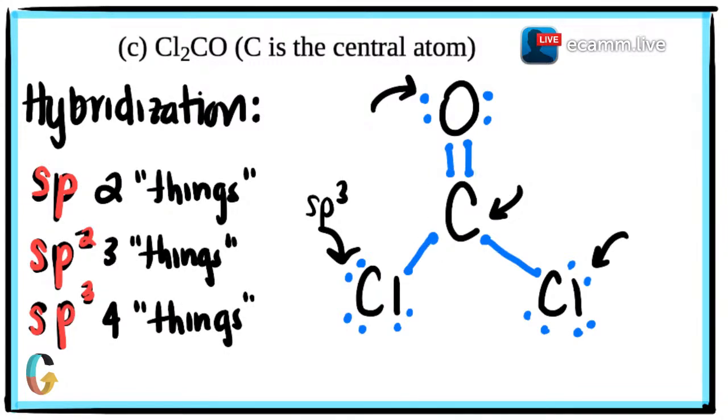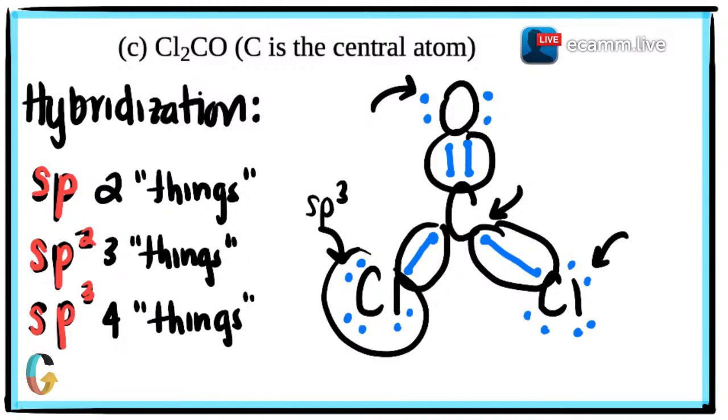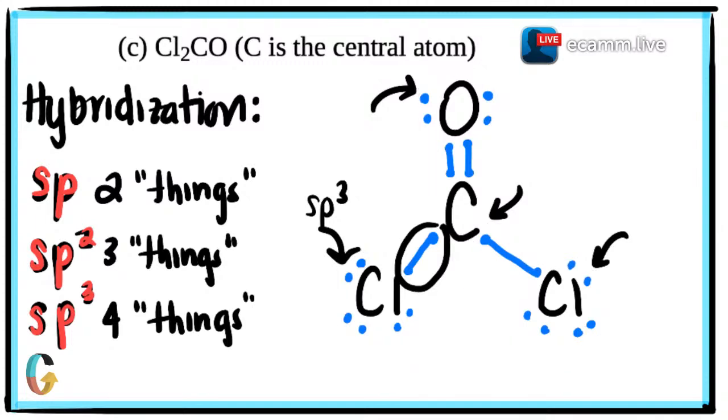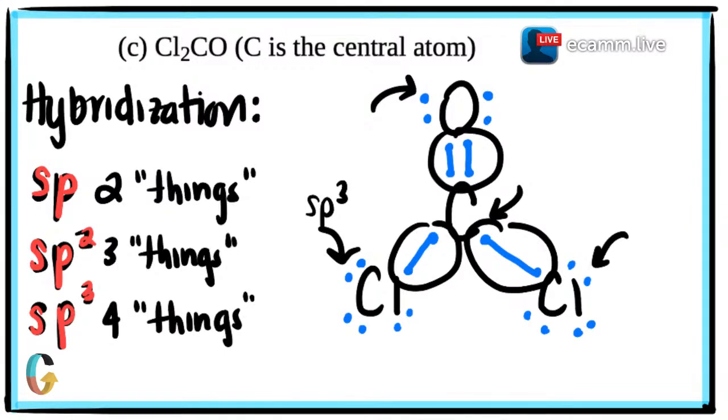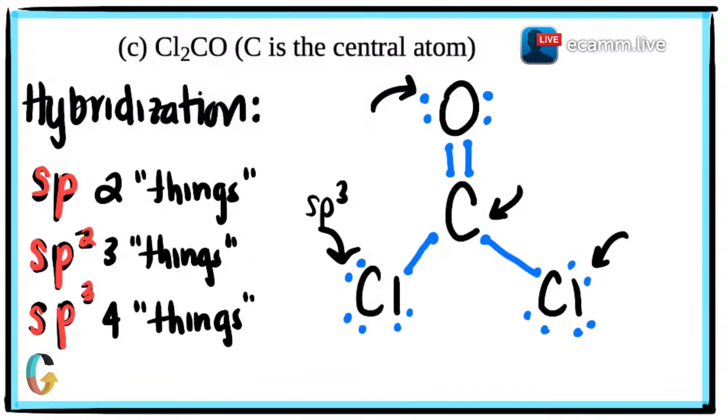Now let's do it for the carbon. So we only care about what's going on with the carbon. So if we zone in on this carbon, right? If we only look at this carbon, what does the carbon have? Well, it's got a single bond. It's got another single bond. And it's got a double bond. Right? I can't count any of these lone pairs because they're not attached to the carbon. The carbon only has a single bond, another single bond, and a double bond. How many things, guys? Three things, right? One single, one single, one double. That's three things. So then you say to yourself, three things, three letters, SP2. Oh my goodness.